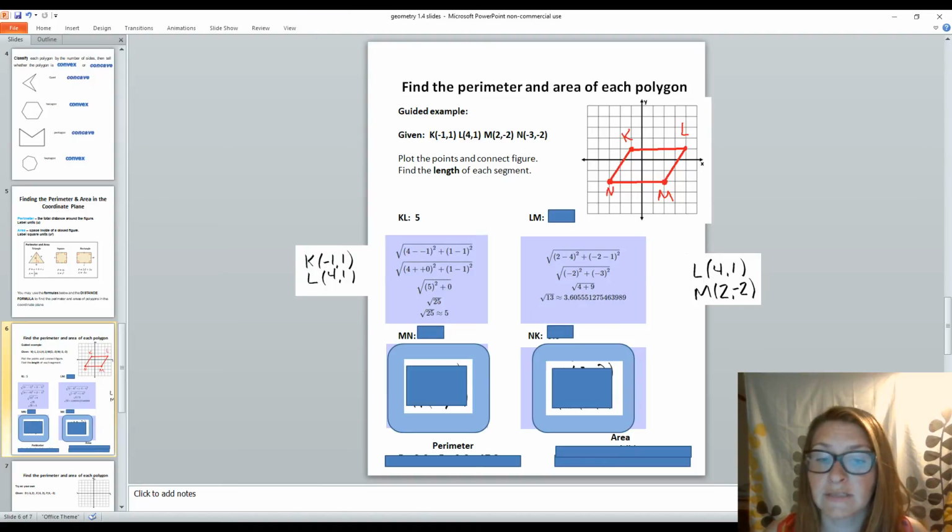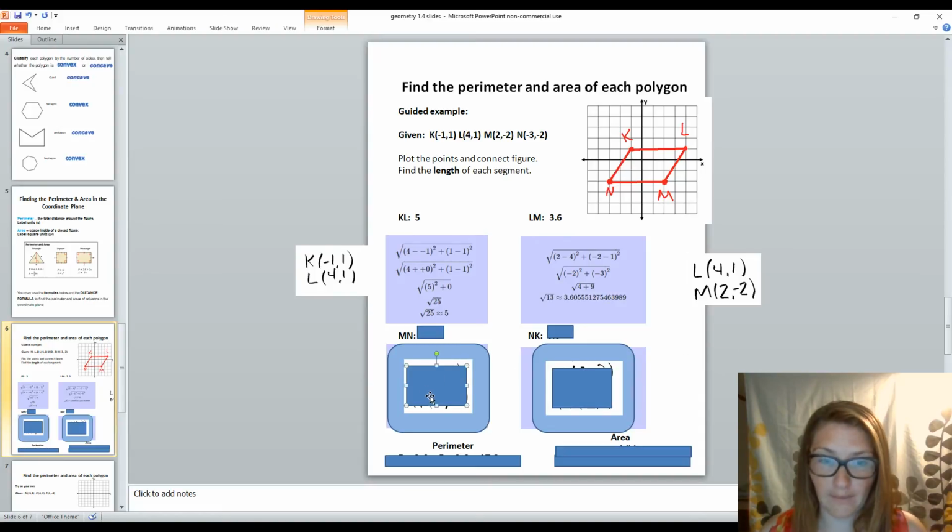All right, so here the distance is not a perfect square, so you can see that we'll have to round. So the length from L to M is 3.6. All right, so I'd like you to try the two down below, and then I will show my answer. So pause your screen and try MN and NK.